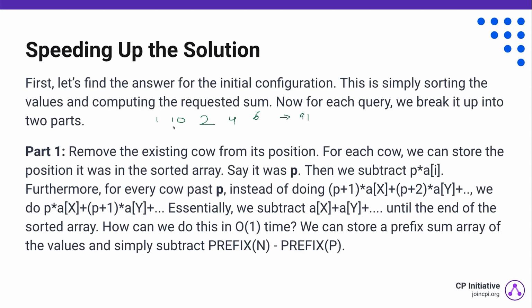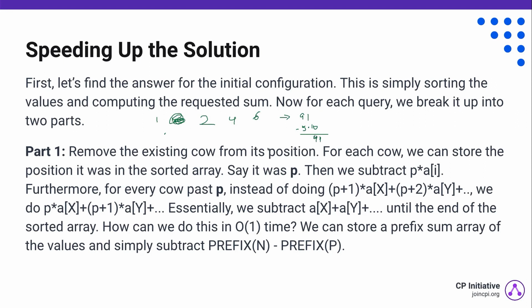So now we see that when we remove the 10, since this is the last value, we just get rid of the 10 and nothing else. So we're subtracting 5 times 10. So this is gone. And we have 1, 2, 4, 6 with an output of 41.